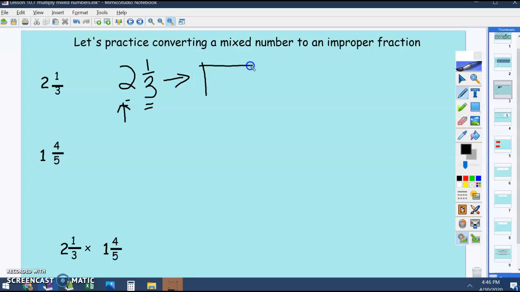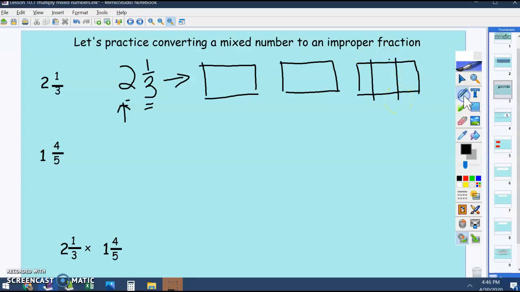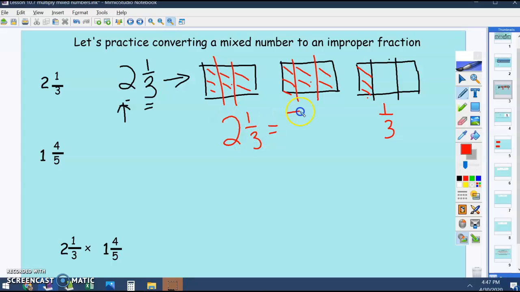If I was going to visualize this as a picture, I might visualize something like this. There's 2 wholes, and there's, whoops, we want those to be equal. Let's just pretend they are. There's my 1/3, right? So if I want to find out how many thirds are in this one and how many thirds are in this one, I could cut this whole into thirds, correct? And then I would have 1/3, 2/3, 3/3, 4/3, 5/3, 6/3, and there's 7/3 all together. So 2 1/3 is the same as 7/3.